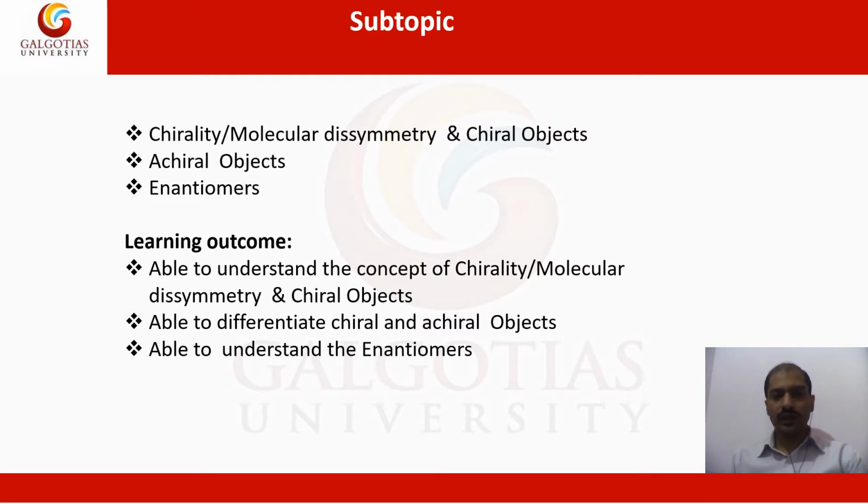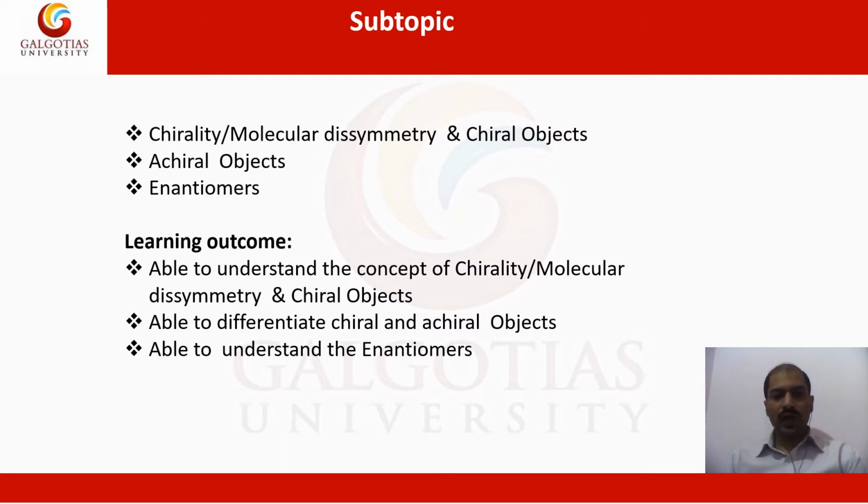objects, achiral objects, enantiomers, and some examples of all these subtopics, and we'll try to explain and learn how the chirality in a molecule affects the different nature of reactions during the course of different chemical syntheses. After the discussion of these topics, you will be able to learn the concept of chirality and molecular dissymmetry, and be able to understand chiral objects.